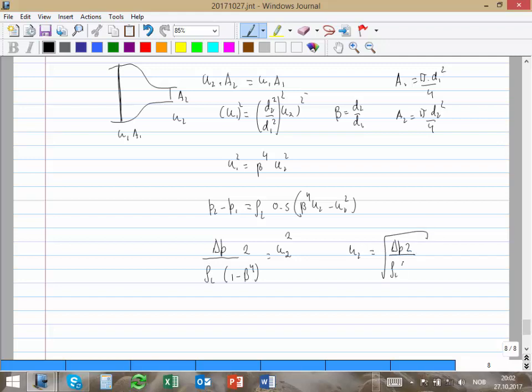Did you have this derivation before? No? One of the classes, maybe fluid mechanics? No? I think you should have it, maybe not exactly the same, but similar.